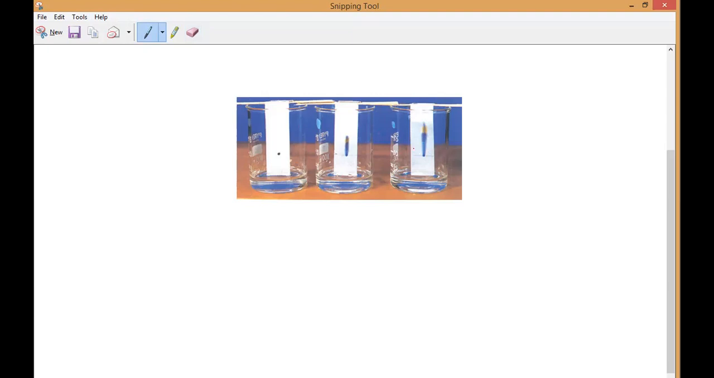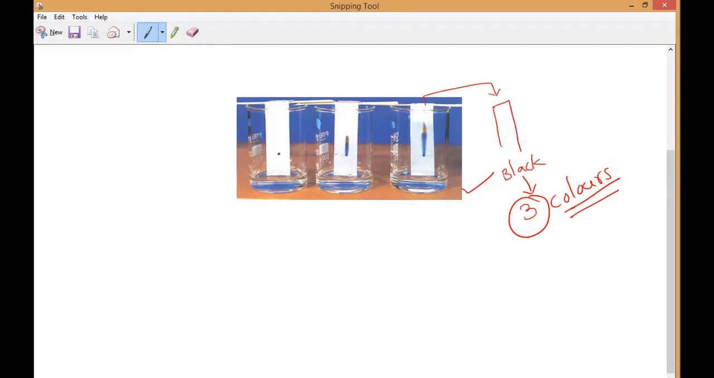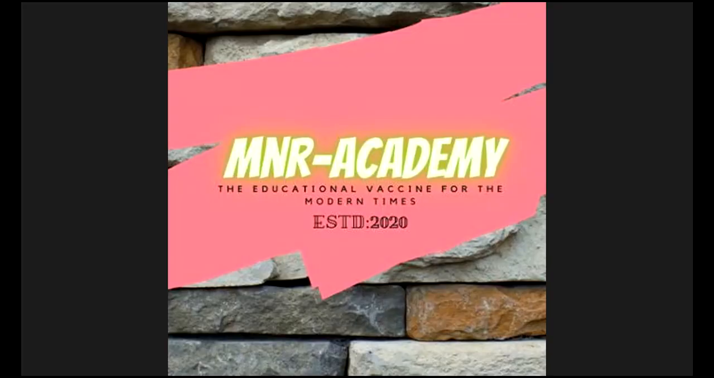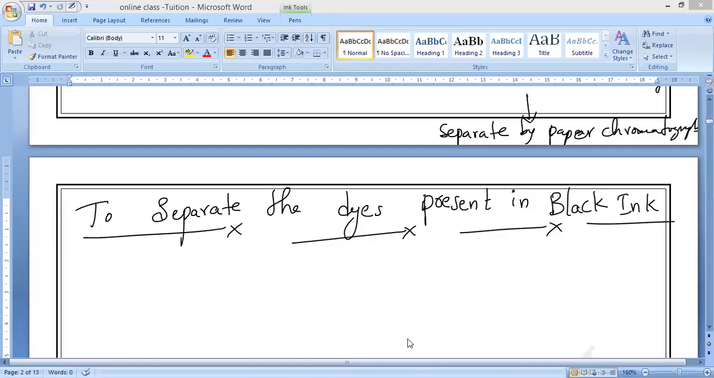If you observe the experiment very clearly, we are observing three different colors in this, so I can say the black ink which I have given as a sample contains how many colors? Three colors. Remember, three colors. After this you can take it out and keep it for drying, and you can observe the colors very clearly. So this is what we should call chromatography. What should we call it, guys? Chromatography.